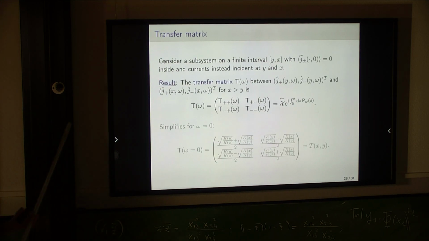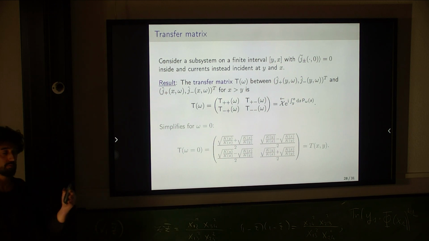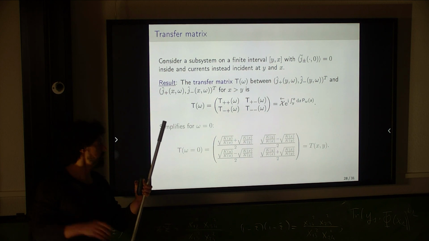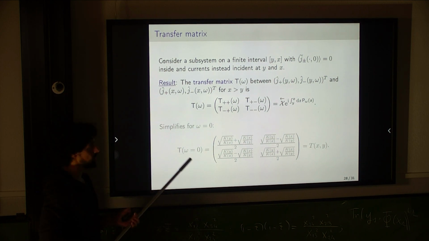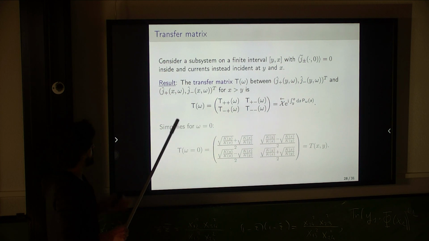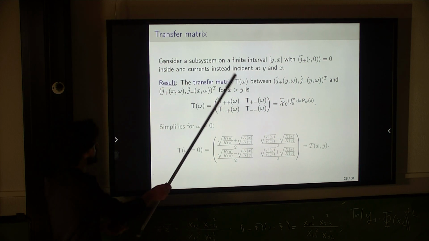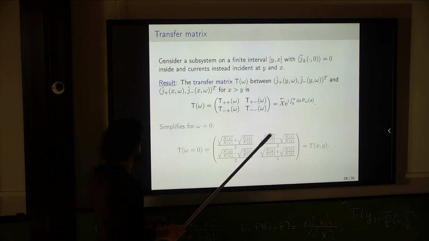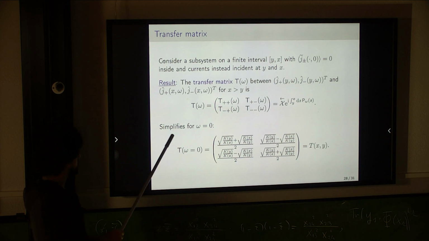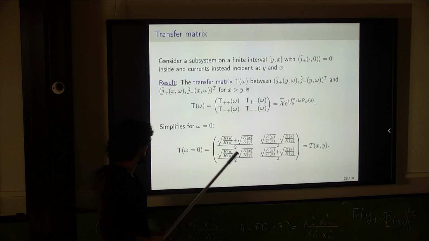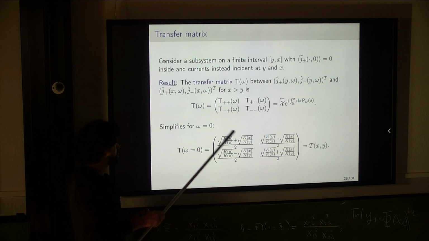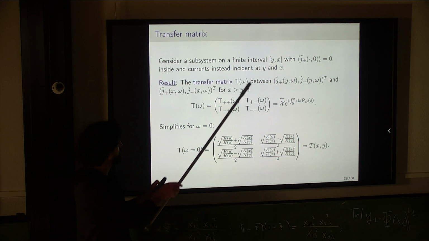Another thing one can compute is, imagine you take a subsystem and you have no initial current within this subsystem, and you have instead currents incident at points y and x. Then, in the same way as you obtain the Green's functions, you can obtain a transfer matrix between this point y and x, and it's given, again, by the path ordered exponential. And when omega is zero, this simplifies, and you obtain the same matrix T as on the previous slide. So this is, again, fully explicit. And what's important is that it only depends on the endpoints y and x.